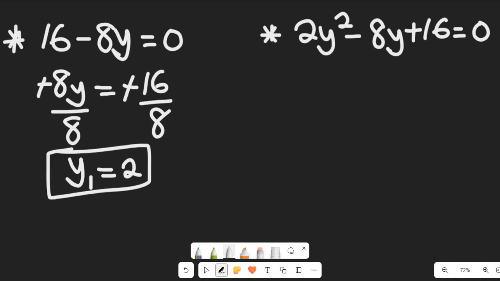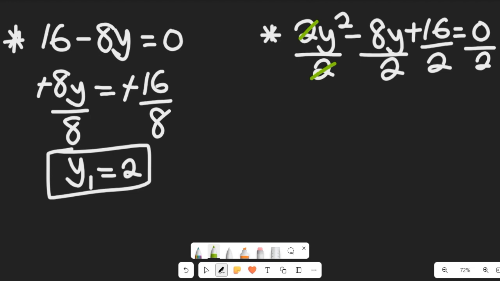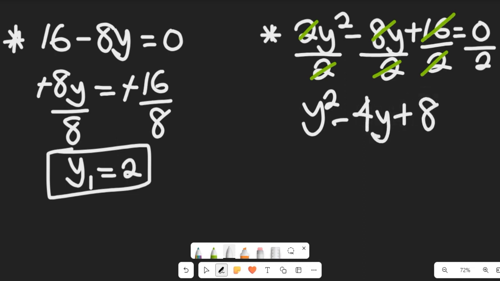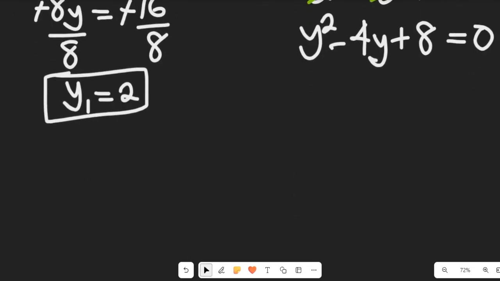Now considering the other two values of y, we can get them by solving this quadratic equation. To simplify this quadratic expression, we're going to divide all through by 2, since 2 is common. So we'll have y squared minus 4y plus 8 equal to 0. We can solve this using the quadratic formula.